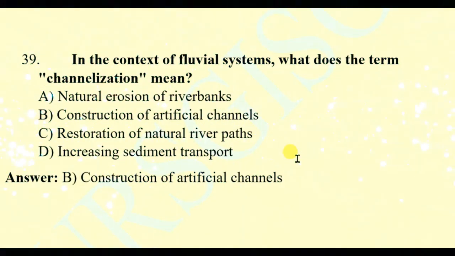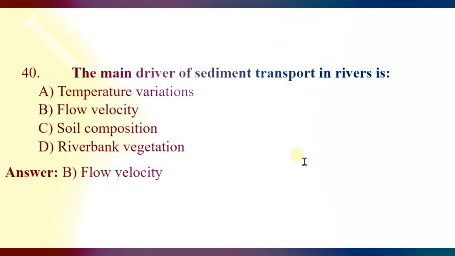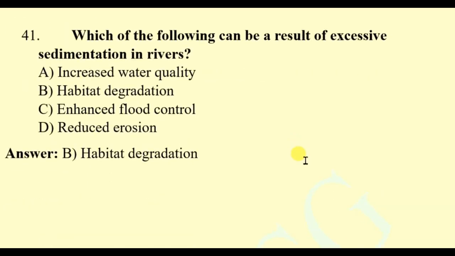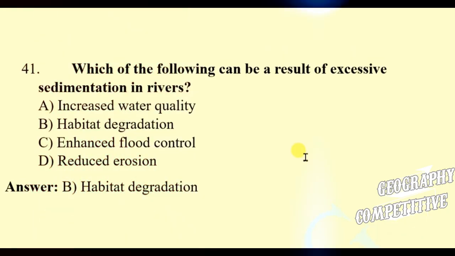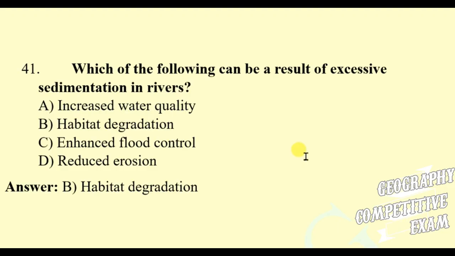It's called channelization. Question 40. The main driver of sediment transport in rivers is temperature variation, flow velocity, soil composition, river bank vegetation. Here the correct answer will be flow velocity. Question 41. Which of the following can be a result of excessive sedimentation in rivers? Increased water quality, habitat degradation, enhanced flood control, reduced erosion. Here the correct answer will be habitat degradation.